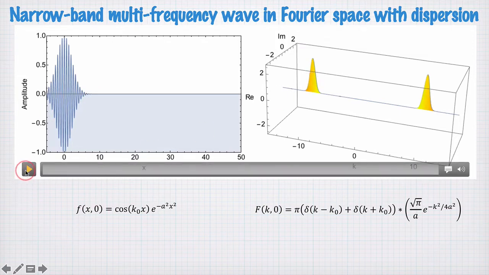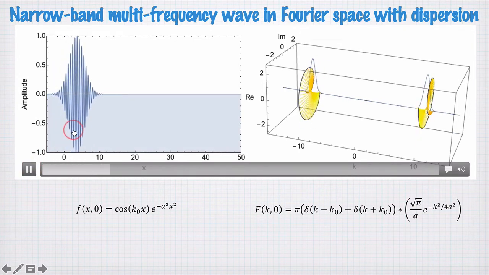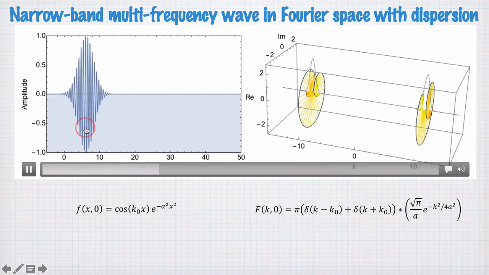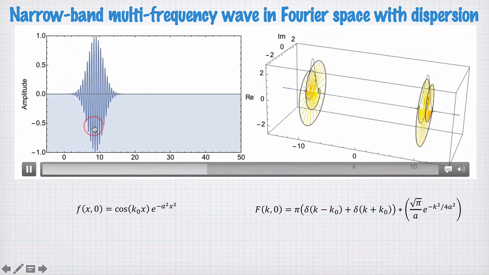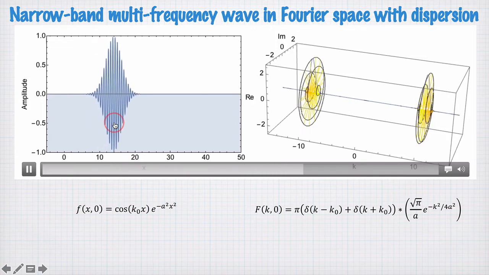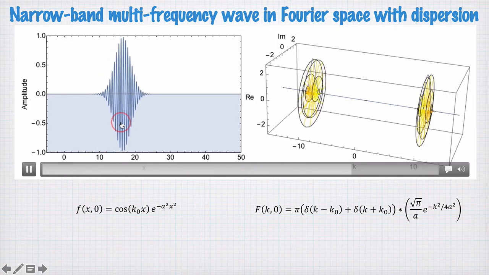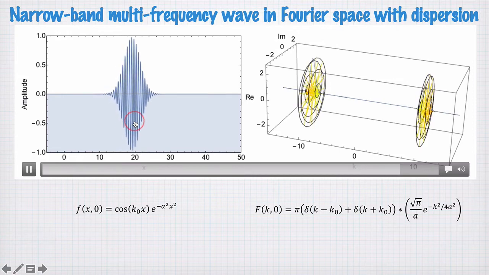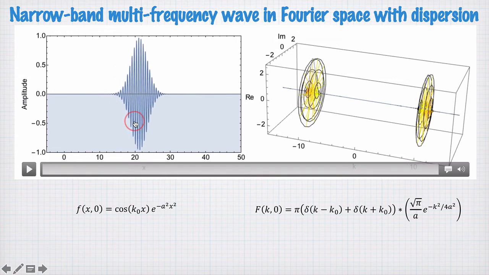So if we now watch this wave propagate, and let's look at the real space first, what we see is this Gaussian envelope moving at a speed that is different to the ripples underneath. Now if you remember, in the case with no dispersion, everything moved at the same speed, the wave did not change shape. But now with dispersion, different frequencies travel at different speeds.